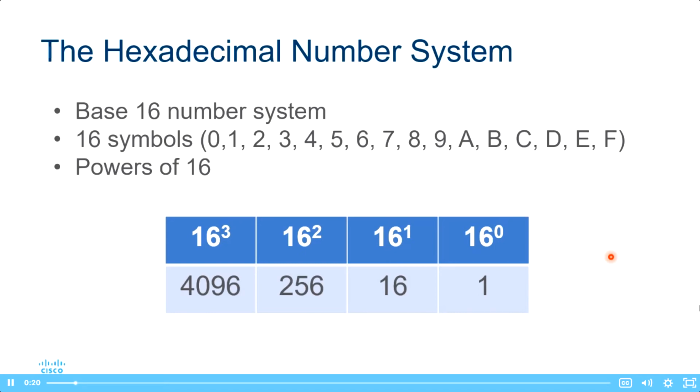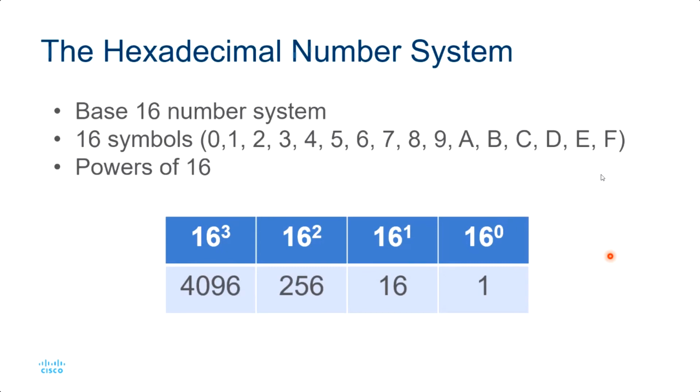If we follow the same procedure used for converting binary to decimal, we can write out the place values, or positional notation, for the hexadecimal number system as well. Here we can see the first 4 place values based on powers of 16. This is 16 to the power of 0, or 1. Any number to the power of 0 is 1. This is 16 to the power of 1, or 16.